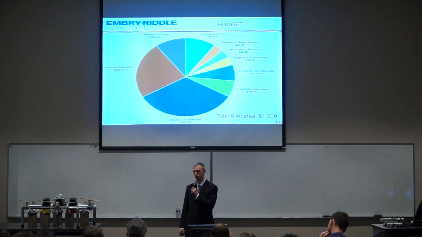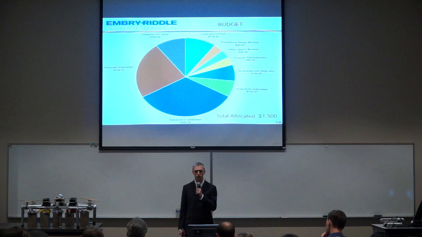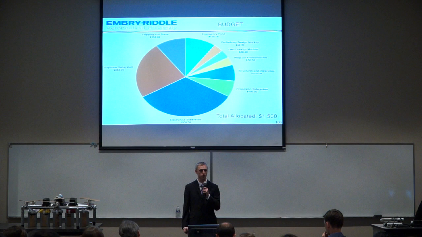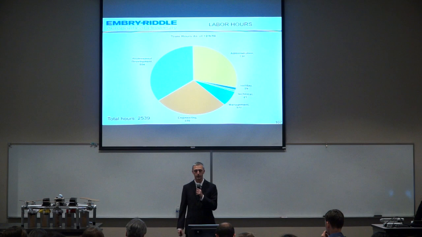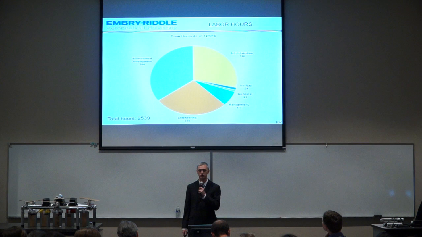We've also allocated $50 to a preliminary and detailed design mockup, which has gone into making platforms or mockups such as this seen before you. We also have $50 allocated to program administration for the purchasing of materials for binding, as well as our posters. Here's a quick breakdown of our labor hours. As of right now, we have 2,539 hours between our 13 team members.